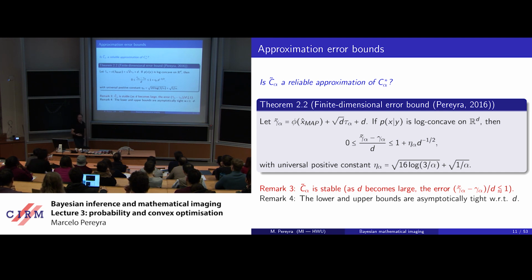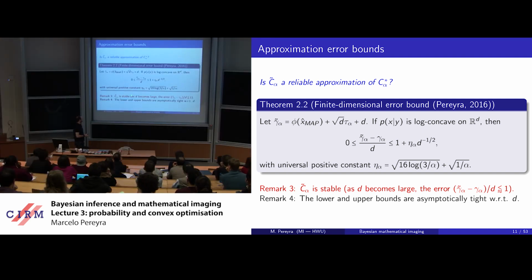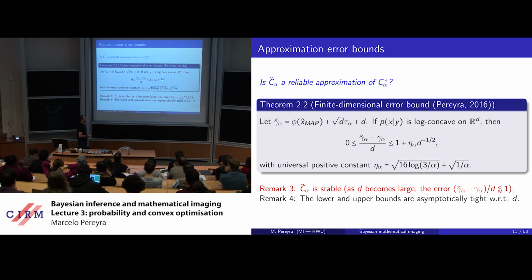If you look at the error per pixel, in a certain sense, as you let dimension increase, then the error always stays between 0 and 1. There is no curse of dimensionality. This will not blow up. So it's stable. And these bounds are tight asymptotically. I can find specific cases for which there is no error and specific cases for which the error is exactly 1. These are the uniform and the Laplace distributions in d dimensions. And so we can't improve them any further, but we know that they will not blow up.